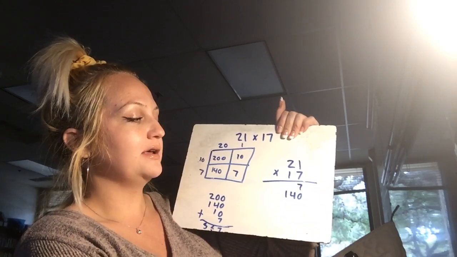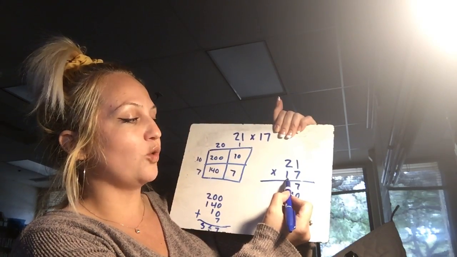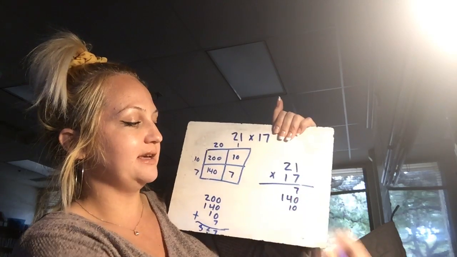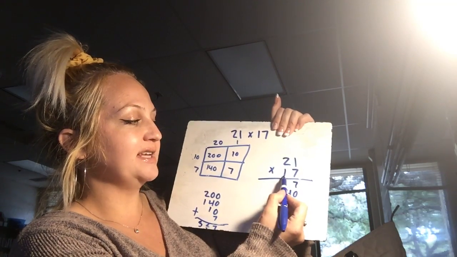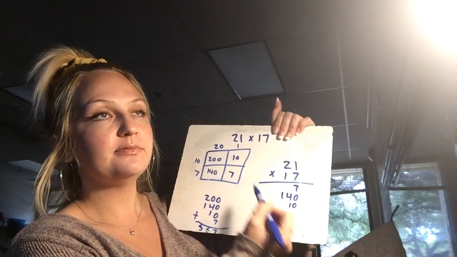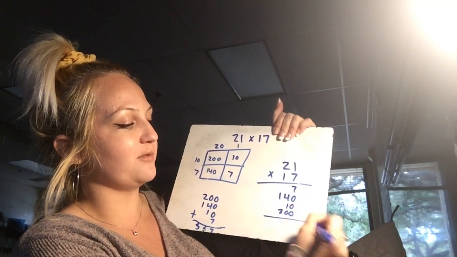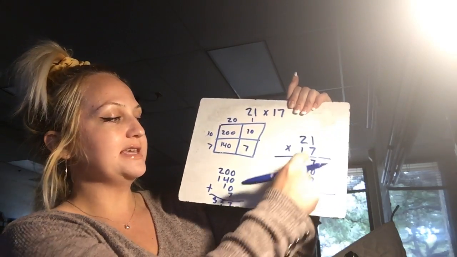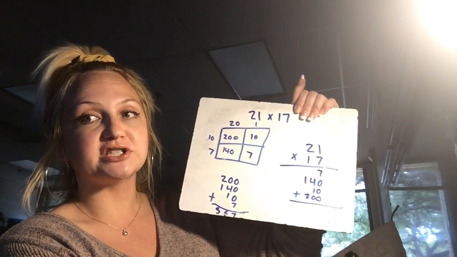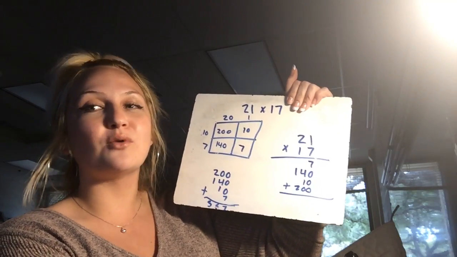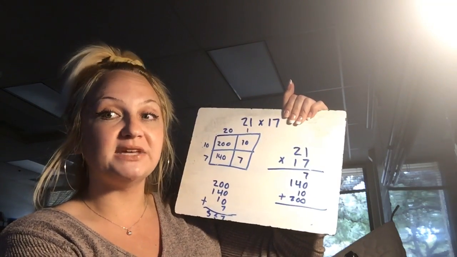10 times 1. Now, why is this a 10? Because it's a 1 and it's in the 10 spot. So 10 times 1 is 10. And the last one is 10 times 20. 2 plus 2 extra zeros, 200. Do you see these numbers that we have? These numbers are the same as these numbers. It's doing area model, only you're not writing it all out, you're doing it mentally.